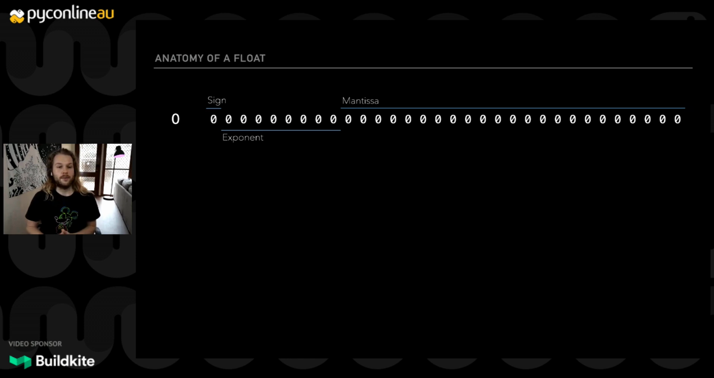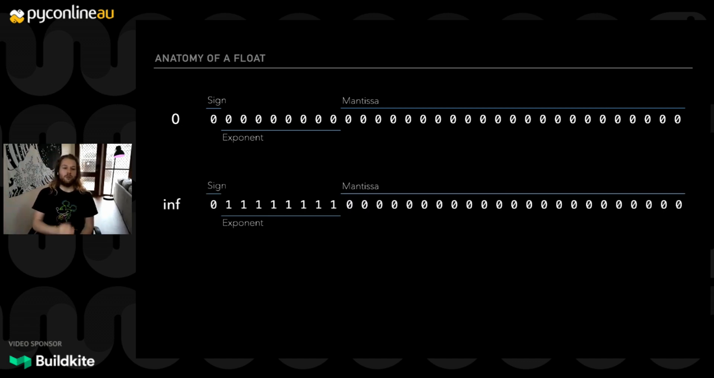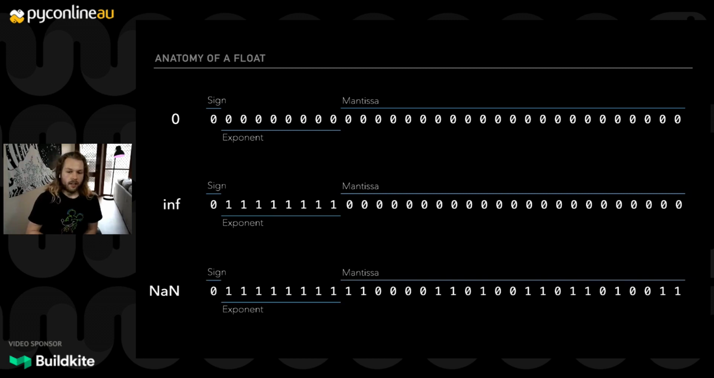There are a few special values as well. So for example, to represent 0, we set all the bits in our float to be 0. If we set the exponent to be all ones, then we represent infinity, and the sign tells us whether it's positive infinity or negative infinity. And to have infinity, our mantissa must be all zeros. And the last special value is when the exponent is all ones, but the mantissa is anything except all zeros. That's our worst enemy, the NaN.